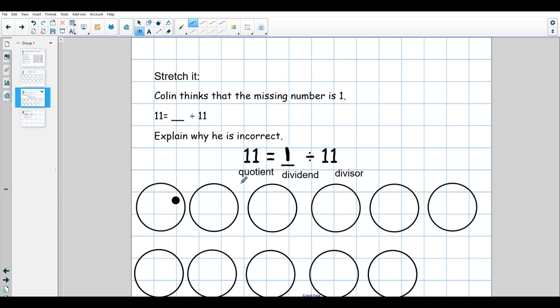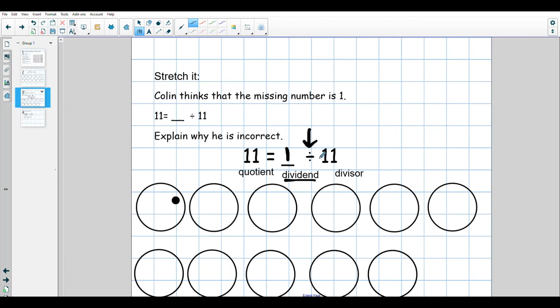The really important thing to note straight away is the reason it's wrong is because the dividend is smaller than the divisor. Now, the way that I would work this out, because Colin's clearly made a mistake, is I would use the inverse. Inverse means opposite. So if you're struggling here, think about the inverse.